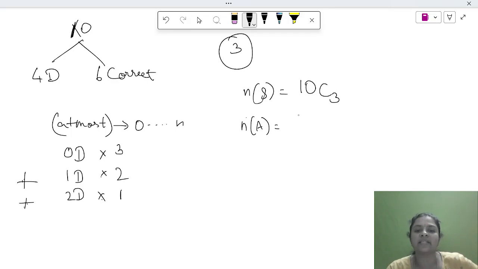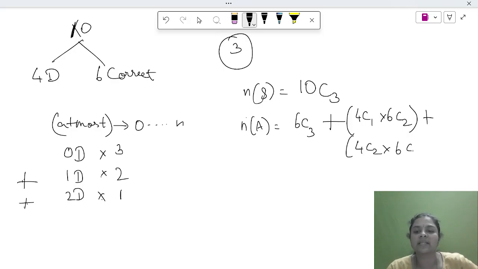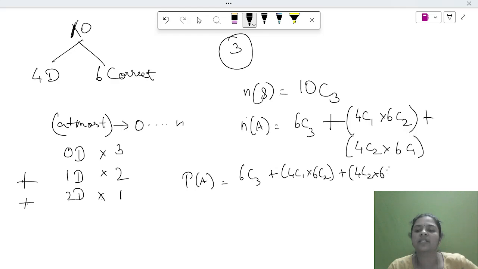Now 0 defectives and 3 correct pieces: 6C3, or 1 defective, 4C1 into 6C2, or 4C2 into 6C1. So therefore your probability will be 6C3 plus 4C1 into 6C2 plus 4C2 into 6C1, the whole divided by 10C3.